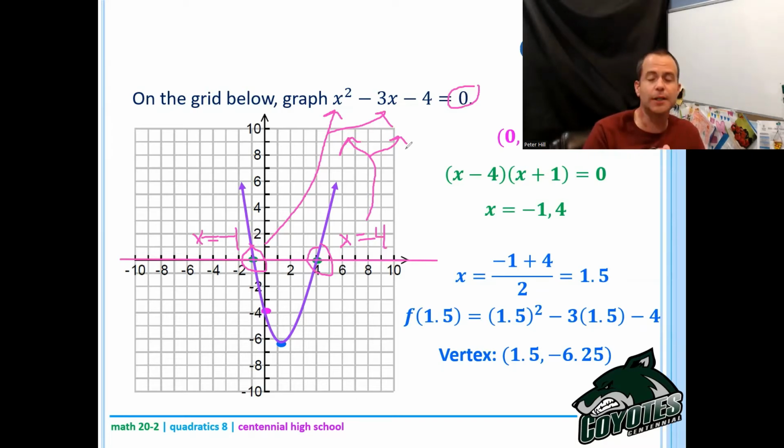X equals -1 and x equals 4 are the solutions to this equation because they are the two values that make the statement true. That's what we mean when we say a solution. And they are the only two values that would make the statement true.